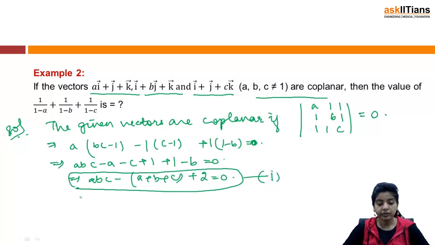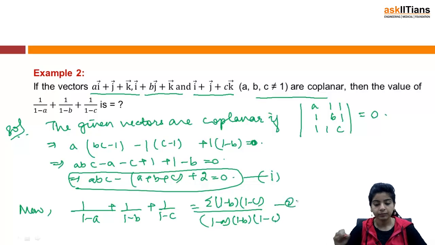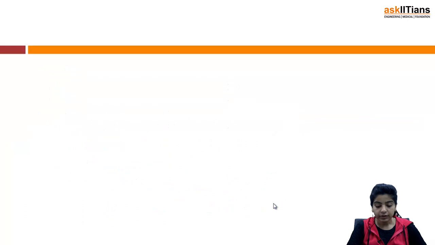Now what I will do is I will take up the term which we are required to evaluate. So we have 1 by 1 minus a plus 1 by 1 minus b plus 1 by 1 minus c. That would be equal to, you can just take the LCM and I can write it in the form of summation of 1 minus b into 1 minus c, by 1 minus a into 1 minus b into 1 minus c, right? This is what I have obtained. I will try to further simplify this term.